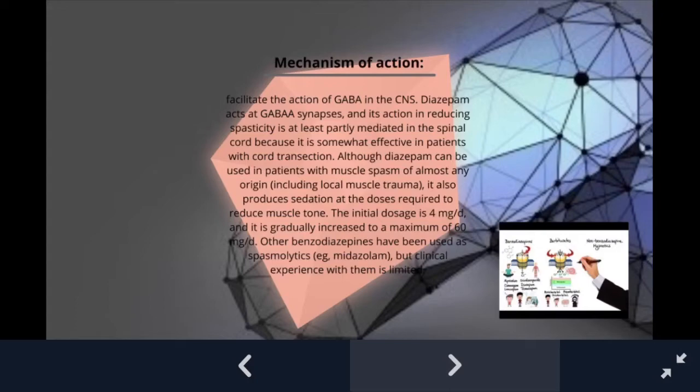First, it facilitates the action of GABA in the central nervous system. Diazepam acts at GABA-A synapses. Synapse means a junction between two nerve cells, and its action in reducing spasticity is at least partly mediated in the spinal cord because it is somewhat effective in patients with cord transection. Although diazepam can be used in patients with muscle spasm of almost any origin, including local muscle trauma, it also produces sedation at the dose required to reduce muscle tone. The initial dosage is 4 milligrams daily, and it is gradually increased to a maximum of 60 milligrams daily.